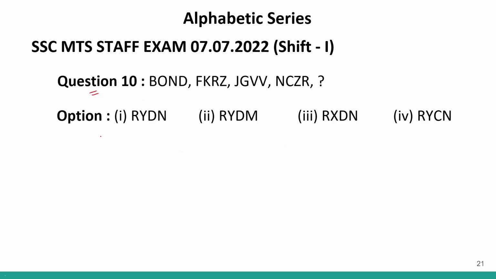Moving to question number 10. So, question number 10, let us look at the first one. B, F, J and N. So, B, F, J, N. So, B is 2, F is 6, J is 10 and N is 14. So, here I can see plus 4. This is also plus 4 and this is also plus 4. So, if I add plus 4, I'll get 18th. 18th position we have R. Correct? So, my first element will be R.